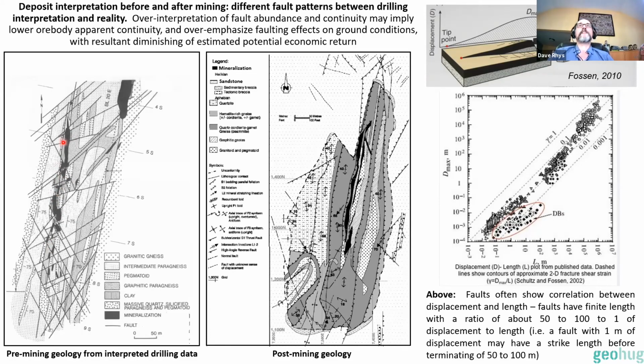When they actually mined this thing, this is what it looked like. What they found was that these little tiny faults really had no impact on the ore body at all. And by over modeling the faults, they made it look like the ore body was much more broken up than it was. So this can actually have a negative effect on recognizing the economics of the deposit, because number one, it can reduce the continuity of your mineralized zone.